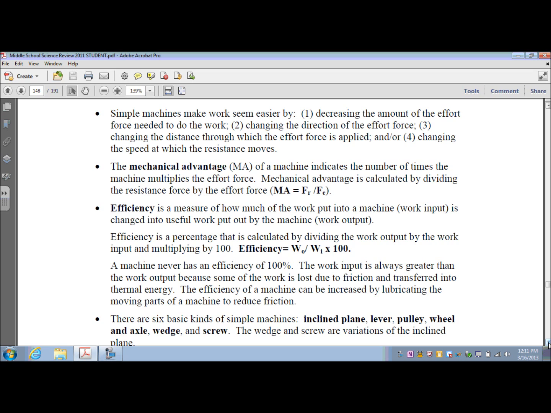A machine never has an efficiency of 100%. The work input is always greater than the work output because some of the work is lost due to friction and transferred into thermal energy. The efficiency of a machine can be increased by lubricating the moving parts of a machine to reduce friction.